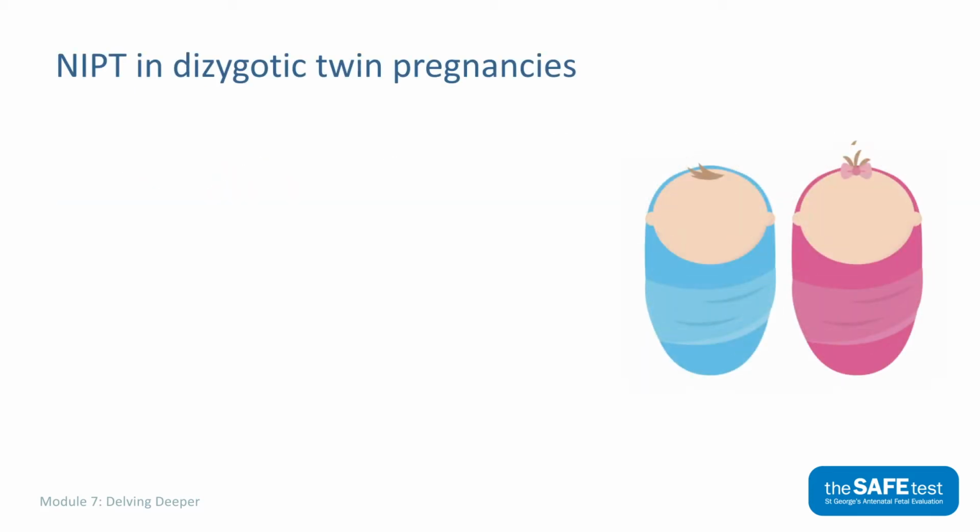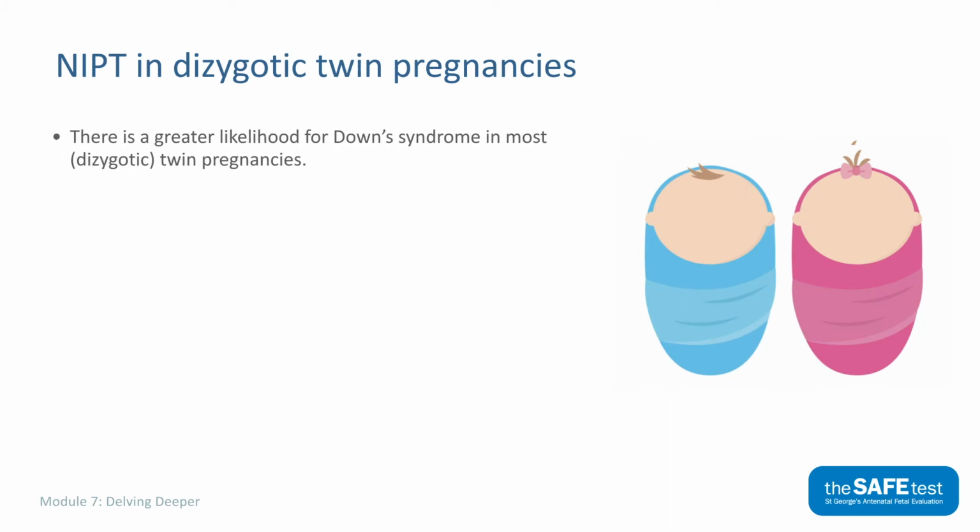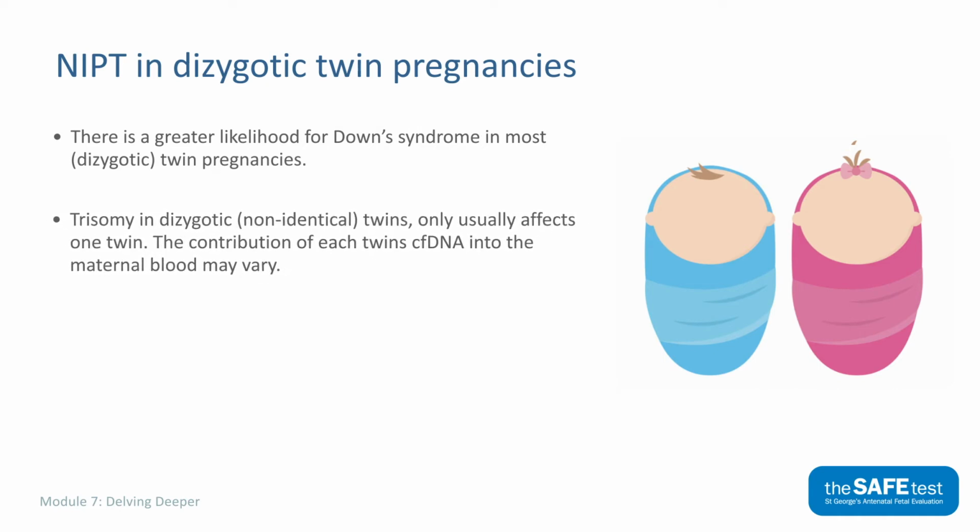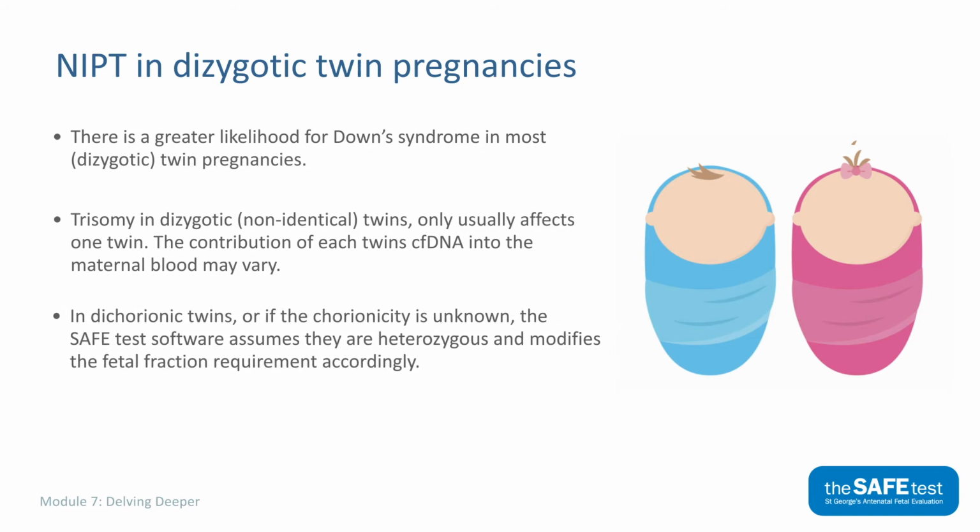NIPT in dizygotic non-identical twins. There is a greater likelihood for Down syndrome in most dizygotic twin pregnancies. Trisomy in dizygotic twins only usually affects one twin. The contribution of each twin's cell-free DNA into the maternal blood may vary. In dichorionic twins, or if the chorionicity is unknown, the SAFE test software assumes they are heterozygous and modifies the fetal fraction requirement accordingly. Fetal sex determination cannot be performed for dizygotic twins.